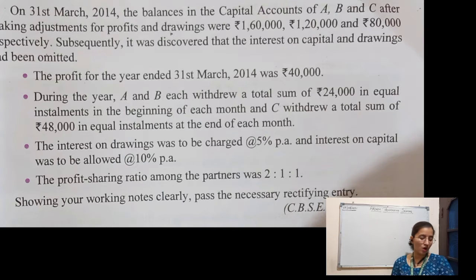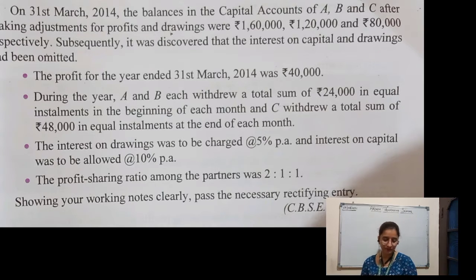And the question is, on 31st March 2014, the balances in the capital accounts of A, B and C after making adjustment for profits and drawings were rupees 1,60,000, 1,20,000 and rupees 80,000 respectively. This is the closing capital amount because all the adjustments are done after that. This is the remaining capital balances of the partners. So subsequently it was discovered that the interest on capital and drawings had been omitted. Now the profit for the year ended 31st March 2014 was rupees 40,000.